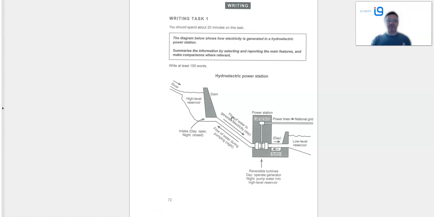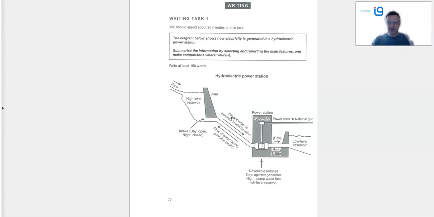The diagram shows how electricity is generated in a hydroelectric power station. Now, I've said this to students quite a few times. The problem with these is you might not get a good word count because it's pretty simplistic, unlike some process tasks where you've got an actual list of stages. Think about when we did manufacturing of noodles.